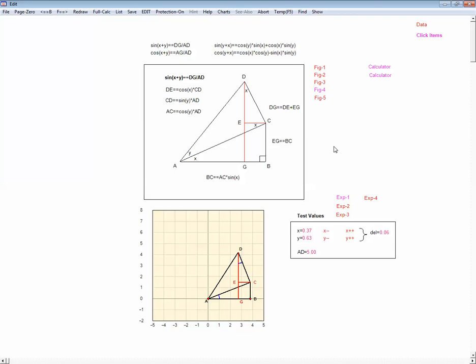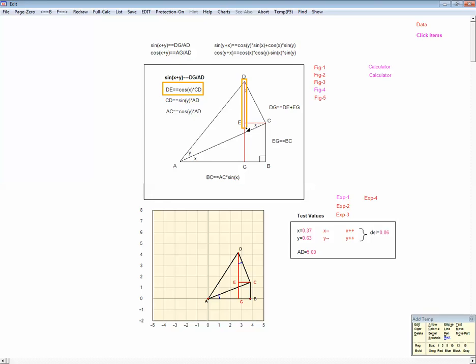Where do the four terms come from? Well, they come from these four equalities here. And how do you prove those equalities? Well, you just look at the picture and see that they fit. Let's just look at one. Let's look at this first one here. DE equals cosine of x times CD. So let's find DE in our picture. That would be this thing here, DE.